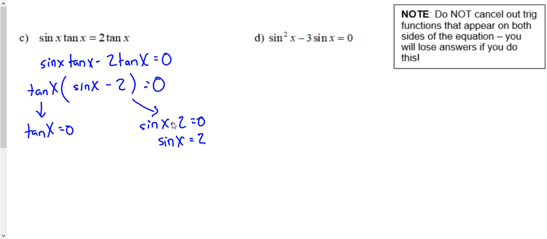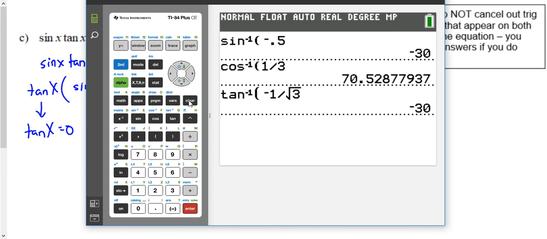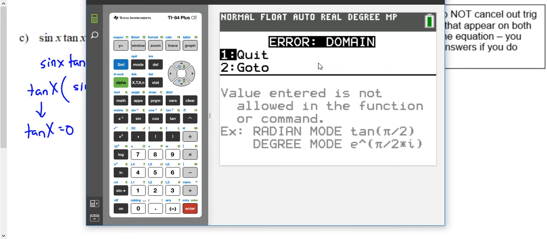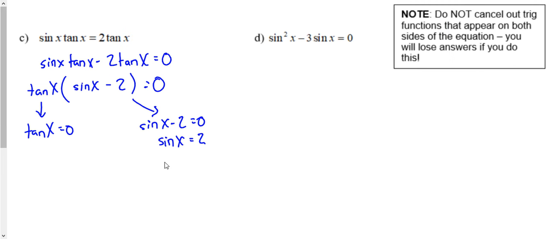I'm going to finish off this side first, and here's what's going to happen. If I go straight to my calculator and go sine inverse of 2, let's see what happens. Oh, you get an error domain. So what does that mean? It means that sine x equals 2 cannot exist because remember our unit circle only goes as high as 1. We have a value of 2 here, and that can't possibly exist. So I'm going to write down something along these lines. So unit circle has a radius of 1.